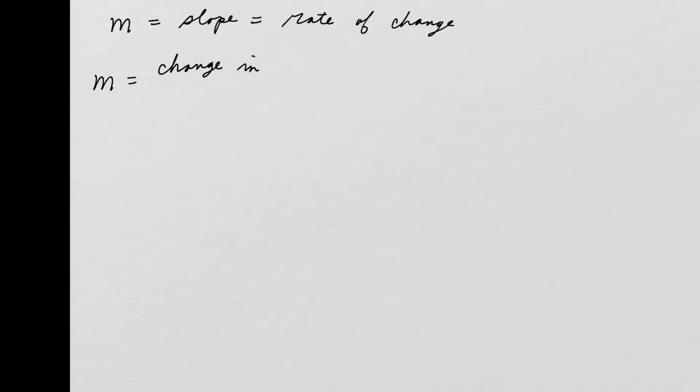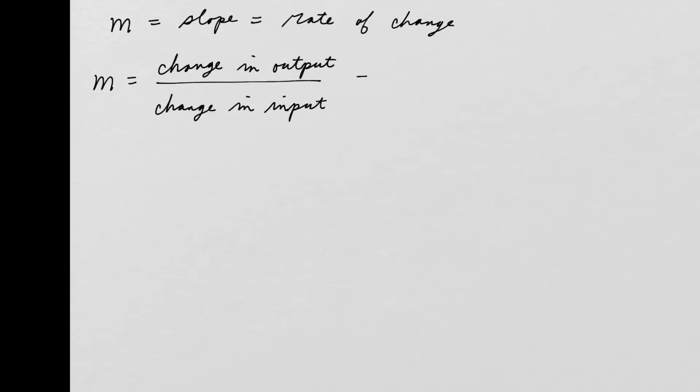Okay, how do we calculate slope? So we talked a little bit about this in a previous section, but let me just review this. So remember again, m is equal to the slope, right, or the rate of change. So we can think of m as being the ratio of the change in the output over the change in input. So it's change in output over change in input.